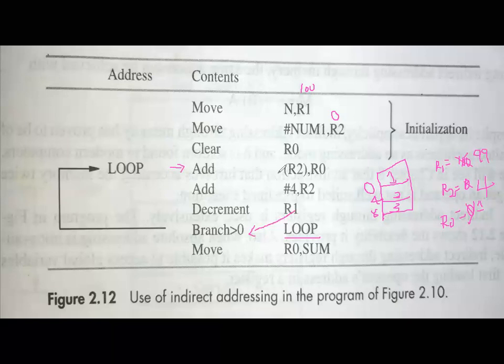Okay. Add again R2 within a bracket. What is the value of R2 now? 4, exactly. So 4 within a bracket means what? I need to consider 4 as an address. Okay, where do we have 4? Here, exactly. What is the value inside? 2, exactly. Now what do I need to do? I need to add 2 to R0.